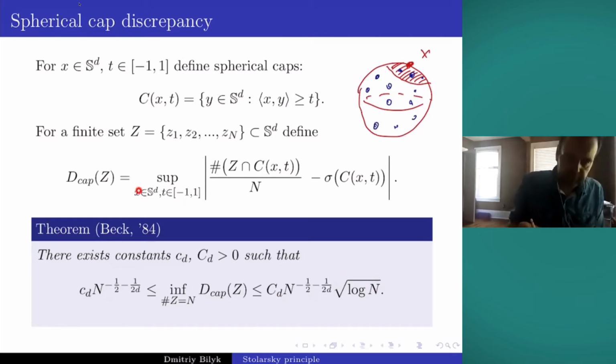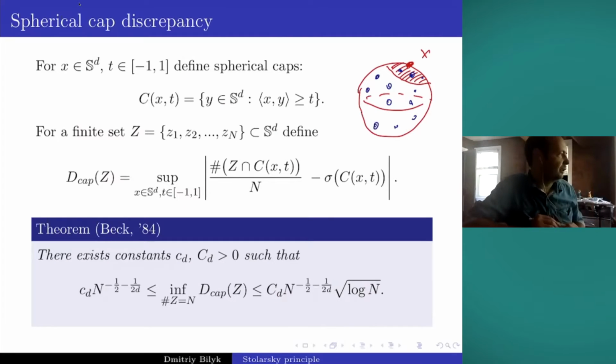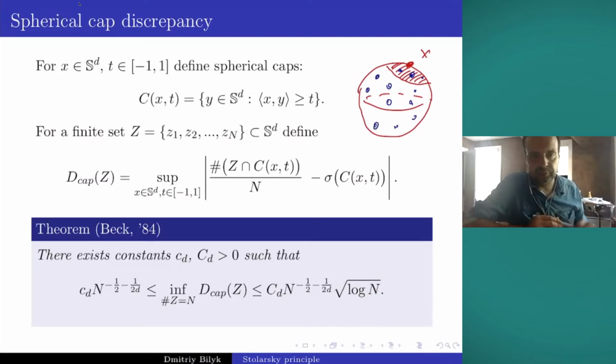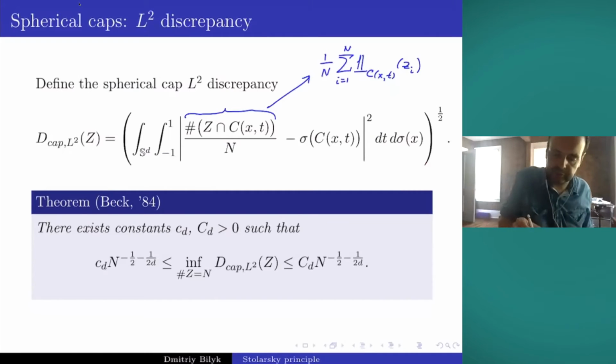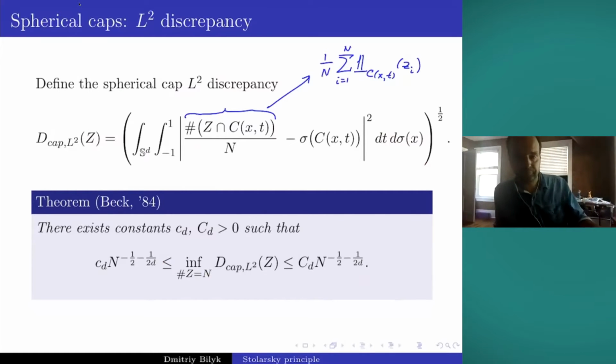What you can do is you can take this supremum. Also, to make things a little bit simpler, you can replace the supremum by the average, as we always do, and in particular by the L2, the quadratic average, and that leads to the quadratic discrepancy. Notice I take this expression and I take the quadratic average. I average over all centers of the spherical caps and over all heights of spherical caps. The average over all possible spherical caps. In this case, that lower bound becomes tight. This is also due to Beck. So here we know pretty much everything, at least asymptotically, about this discrepancy.